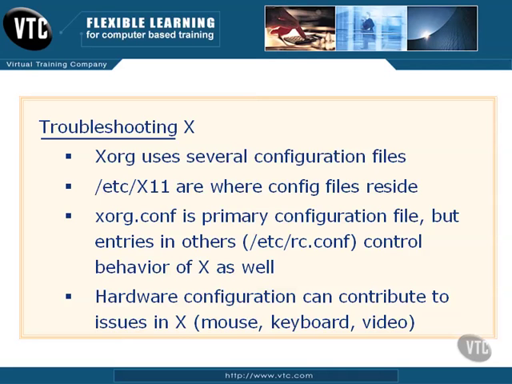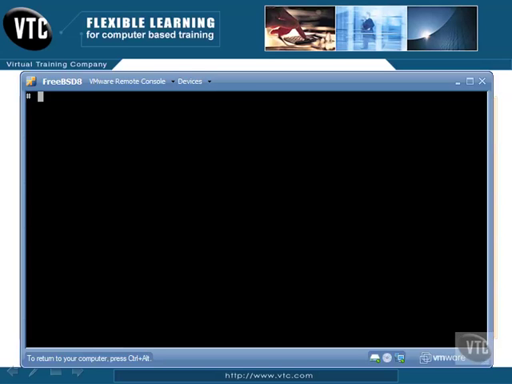You may have to go back and set hardware options, such as resolution and refresh rate on your video, or you may need to have another mouse driver or keyboard mapping in the system to help X run right. So let's take a look at these files really quick that show us how X is configured. We're in our FreeBSD virtual machine, and a couple of files I want to take a look at with you are the xorg.conf file and the rc.conf. I also want to show you how to regenerate a new xorg.conf file.